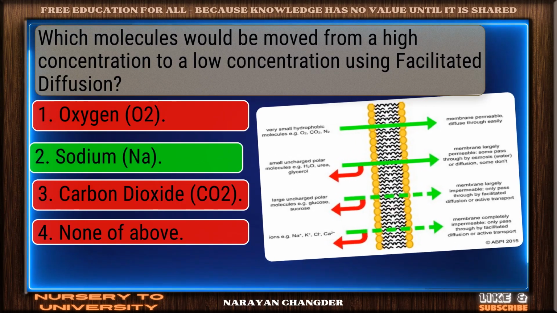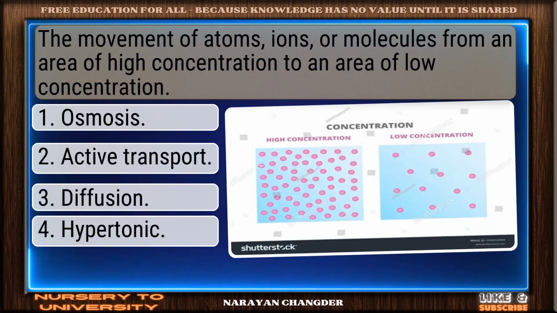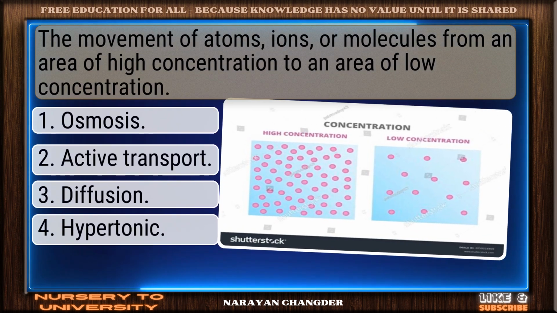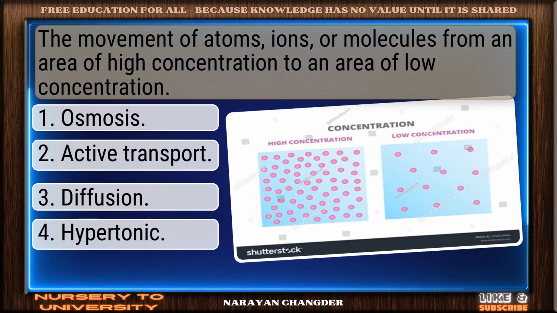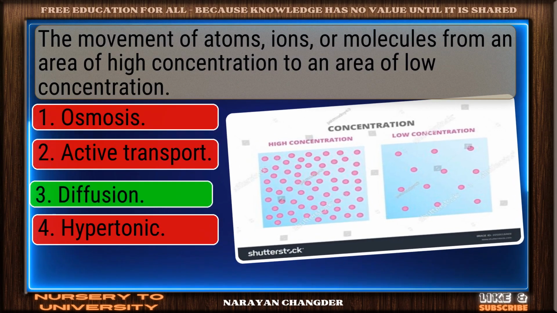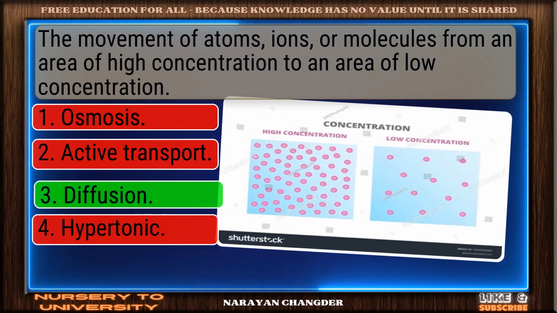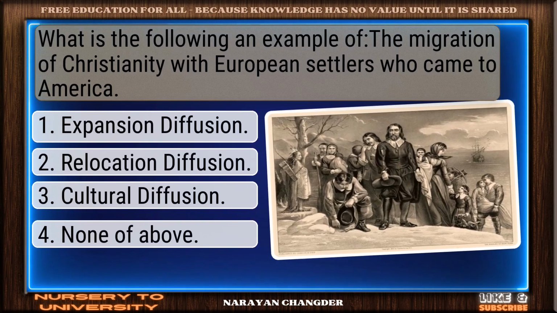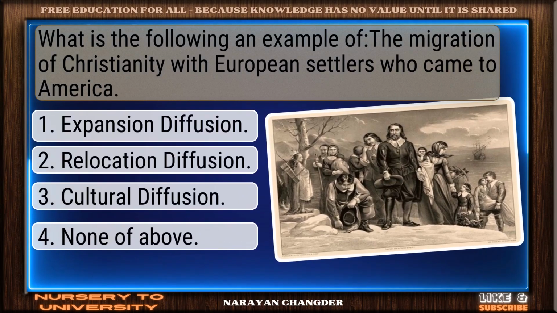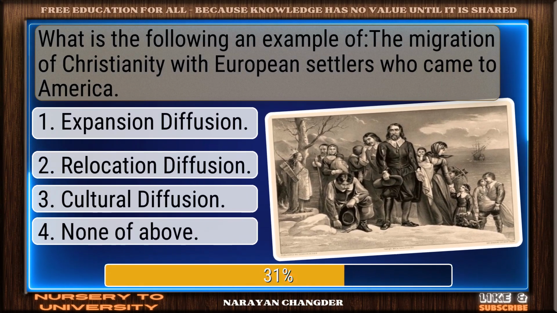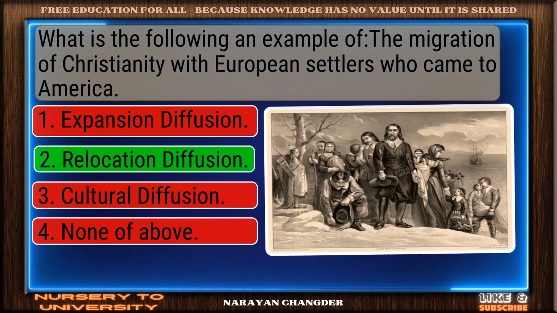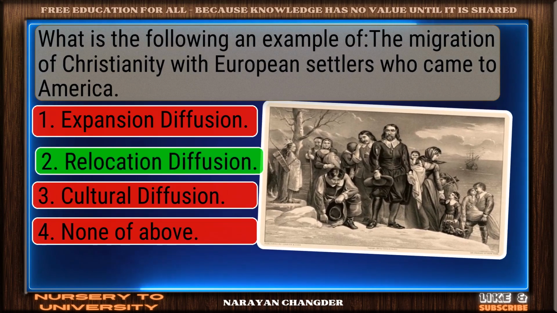Sharp thinking. Sodium is the right choice. The movement of atoms, ions, or molecules from an area of high concentration to an area of low concentration. Valid point. Diffusion is true. What is the following an example of: the migration of Christianity with European settlers who came to America? You chose relocation diffusion, and it is correct.